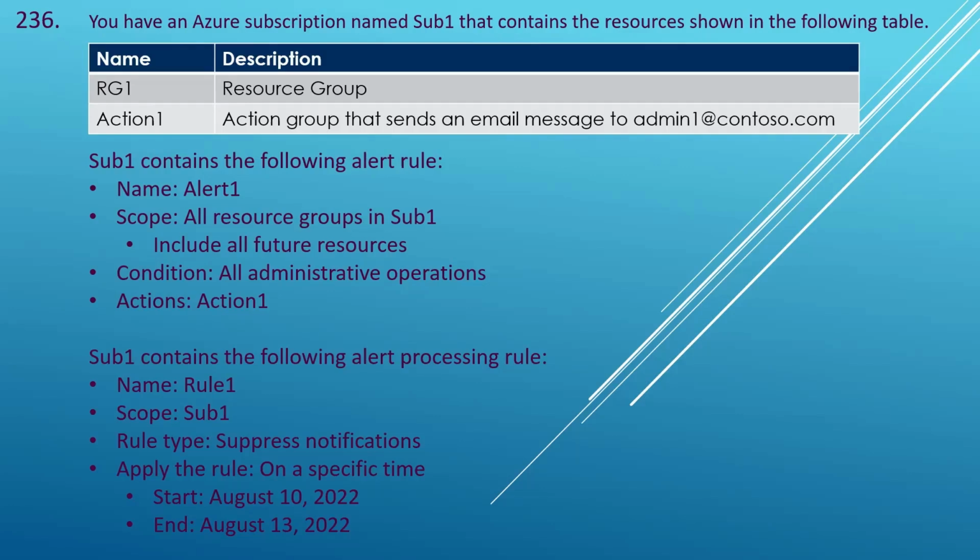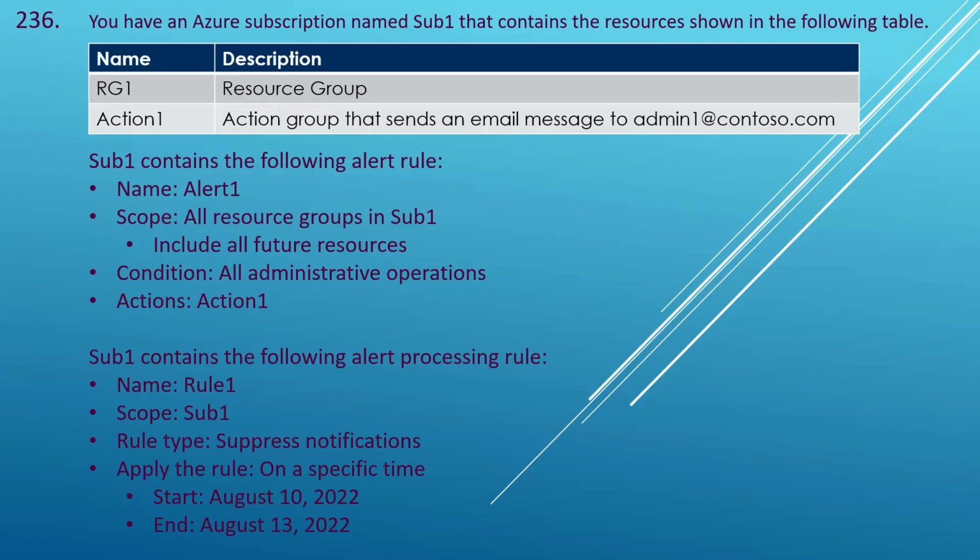Now Sub1 contains the following alert processing rule. Its name is Rule 1. Again, scope is Sub1. Rule type is suppress notifications, and apply the rule is set to on a specified time, and the time frame is August 10, 2022 to August 13, 2022.